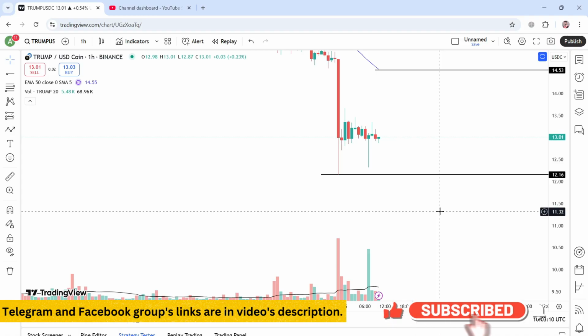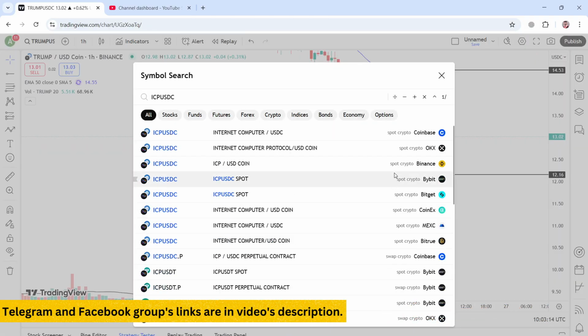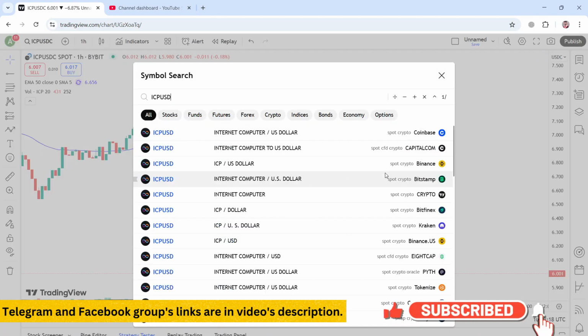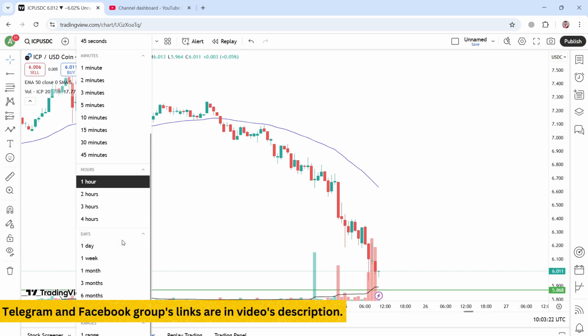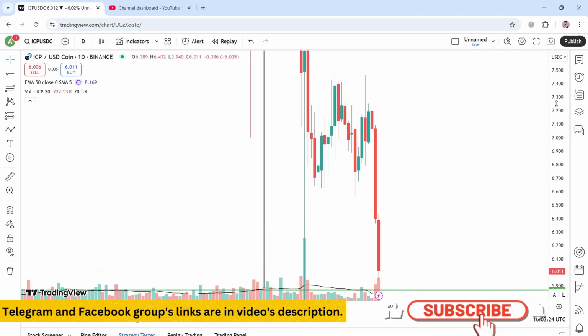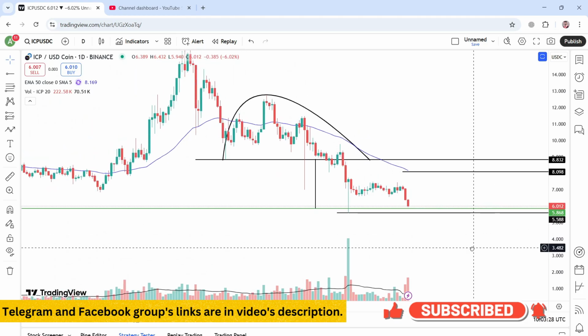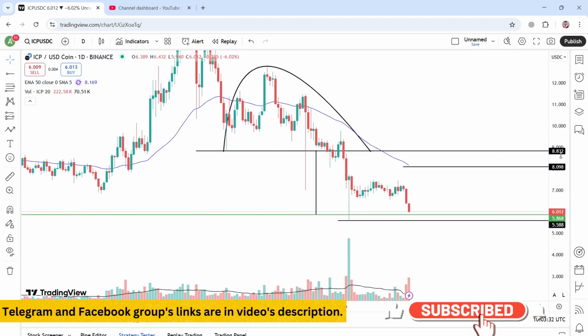The next coin is ICP coin. So if we discuss the ICP against the USDC on 1 day time frame, currently it is moving in its downtrend. It gave the breakdown of this arc formation when it gave closing below 8.832 in this candle.